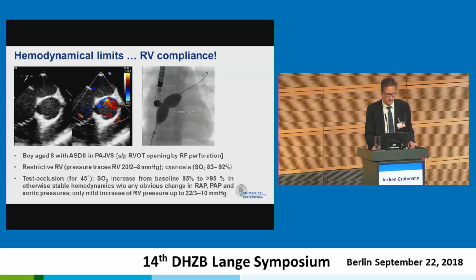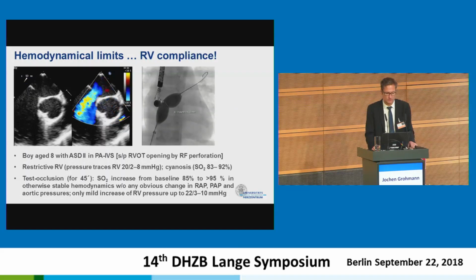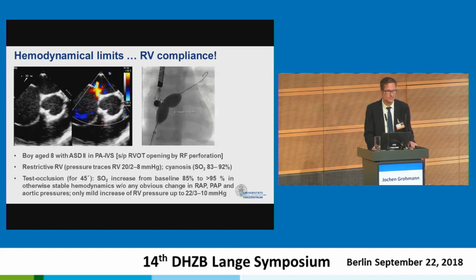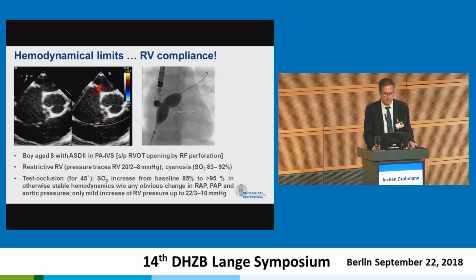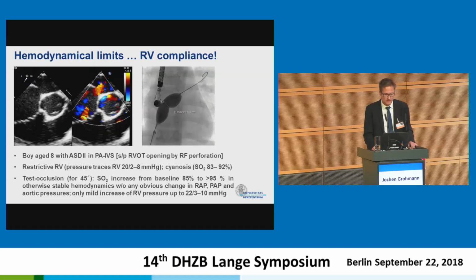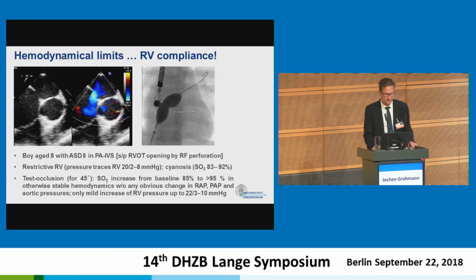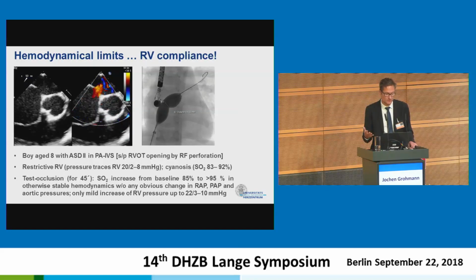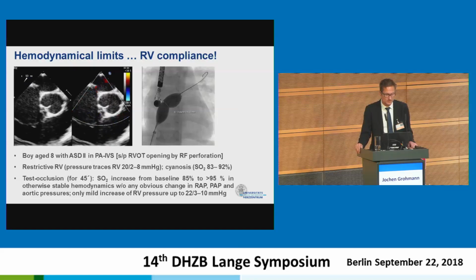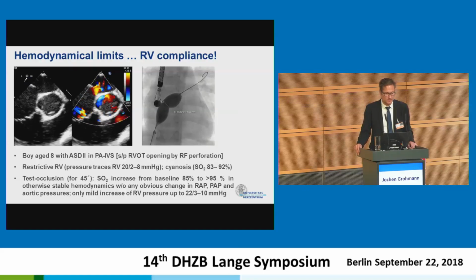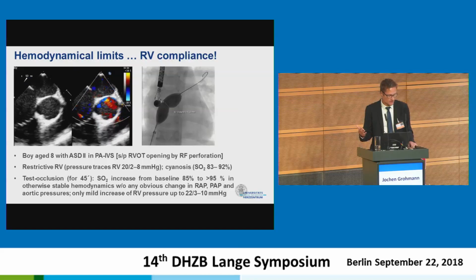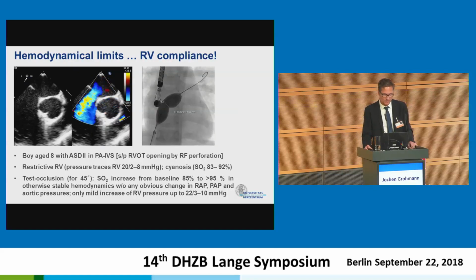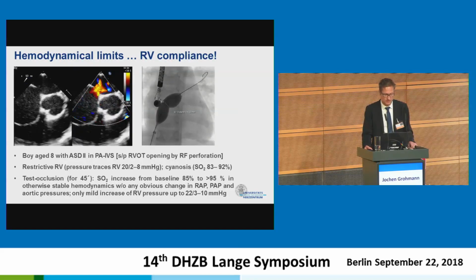So this is a boy with pulmonary atresia, intact ventricular septum, who was treated just by opening the outflow tract, and he still had good catch-up growth of the right ventricle, but the ventricle is not normal, it's restrictive, and the pressure traces show that there is some diastolic dysfunction, and the patient had cyanosis, so test occlusion was performed.